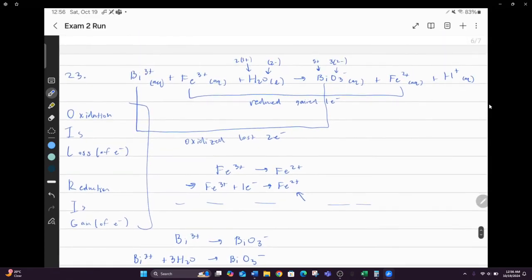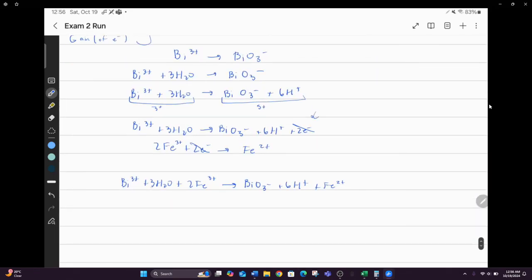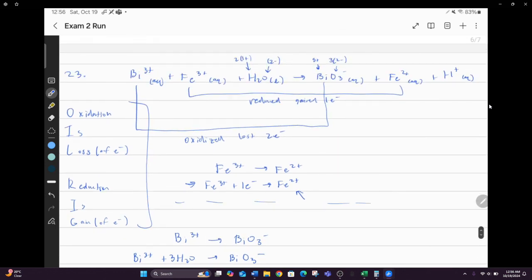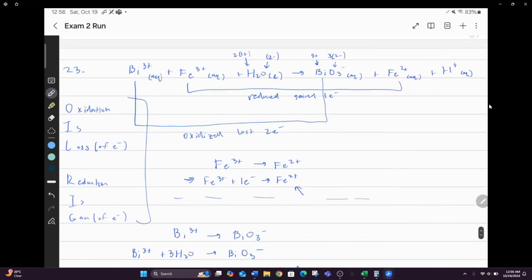So this question was asking what is the coefficient of water? Our coefficient of water is 3. So the answer is 3. Again, I forgot to copy down the question here, but just trust me, this is what the question was asking. So I'm going to go back to this question.